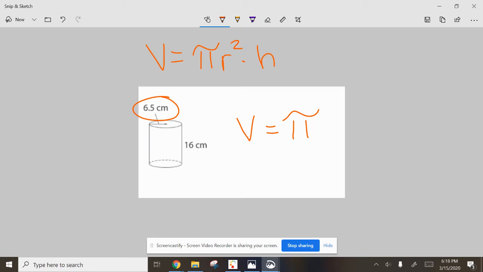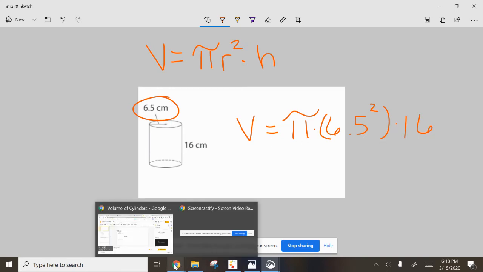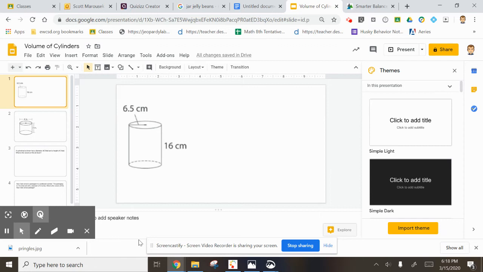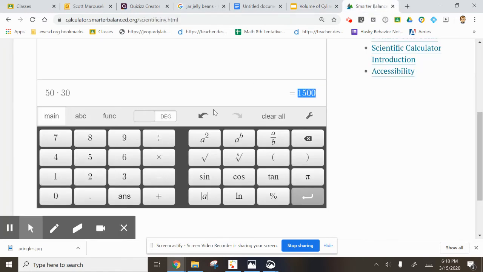Now, r squared, where's my r? 6.5 squared. We're going to put that there separately. We're going to multiply those two together. And then what's my height? 16. And you're literally going to plug this into your calculator. So let me go ahead and open my calculator. This is an easy concept, guys. I don't want you struggling on this at all. So on my calculator, I said there's a pi button.